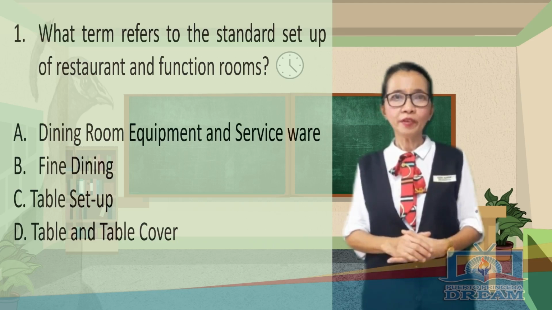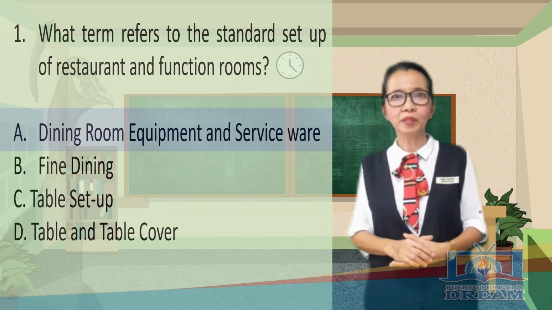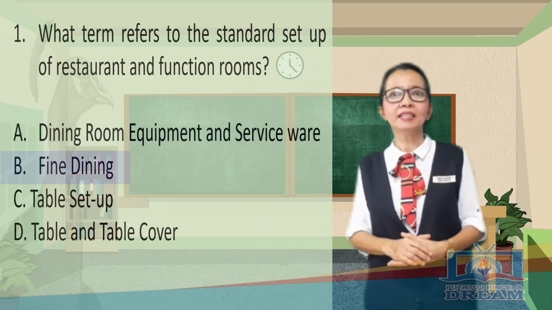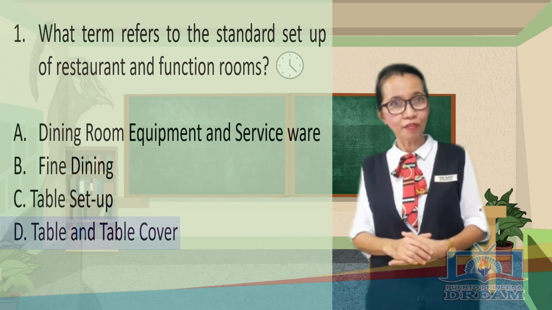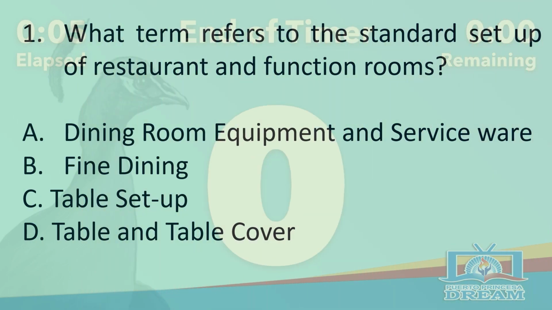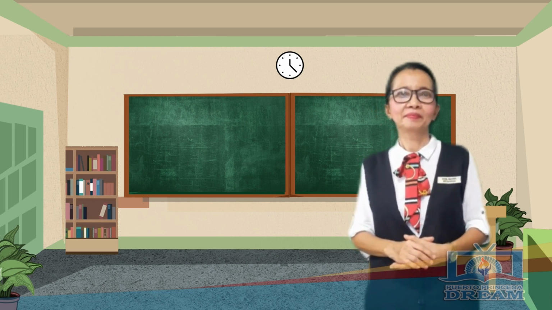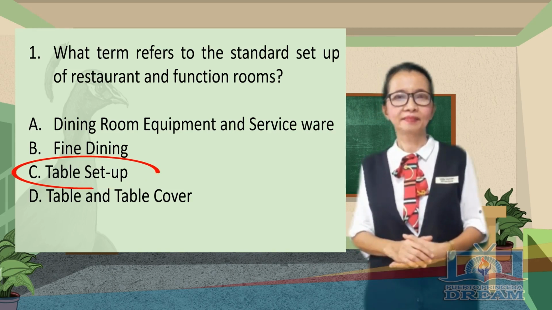Here is the first question. What term refers to the standard setup of restaurant and function rooms? A. Dining room equipment and serviceware. B. Fine dining. C. Table setup. D. Table and table cover. 5, 4, 3, 2, 1, 0. Time is up! If your answer is letter C, you are correct.